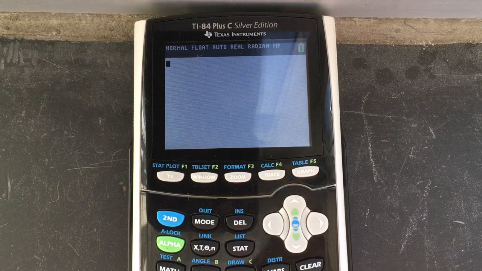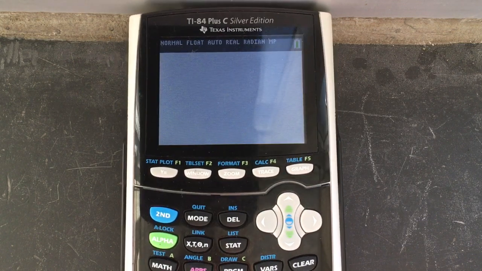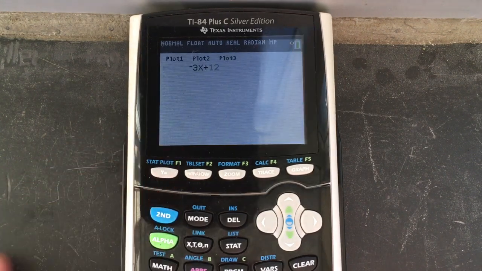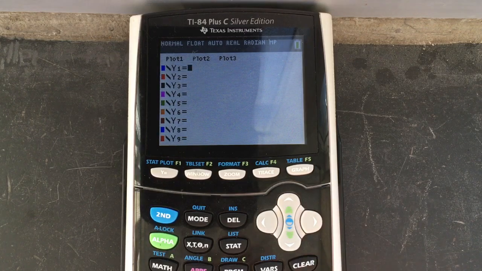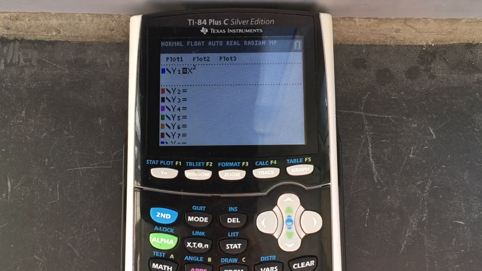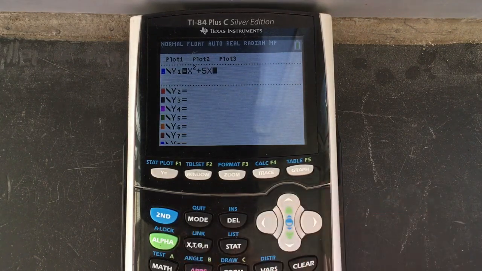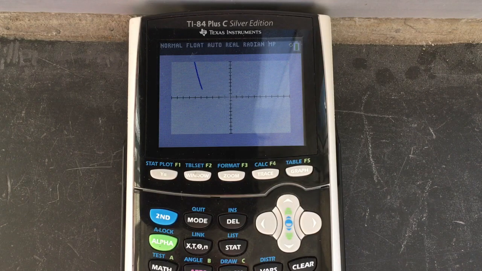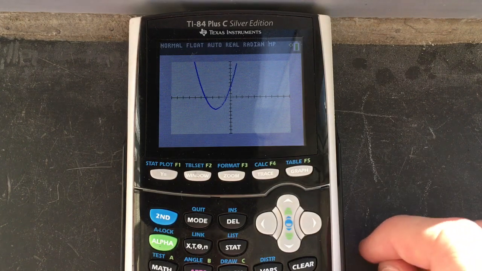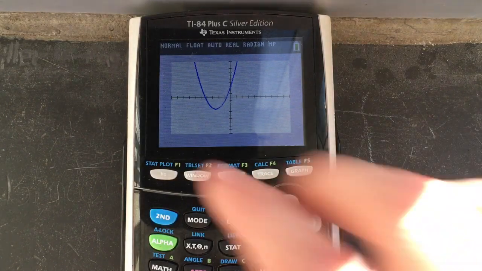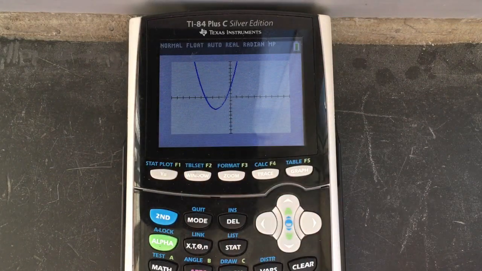Alright, so for this next example, number 2, you have x squared and then an x, so you know this is going to be a parabola. So we're going to try this one out. First you hit y equals again, type in the new equation. In this case it's x squared plus 5x plus 3. You're going to graph that. That's going to look like this. We can already tell just by looking at the graph that there's going to be 2 zeros.